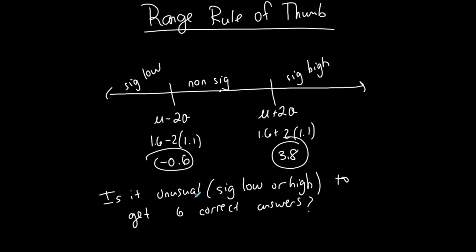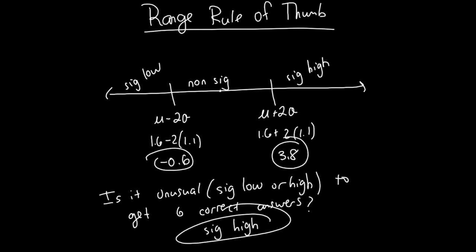Well, there are 2 ways you could do this. 6 is above this cutoff value, 2 standard deviations above the mean. 6 is up there in this area of my number line. So therefore, yes, it is significantly high. I would say it is unusual and it is considered significantly high to get 6 correct answers if I'm randomly guessing on 8 questions, which makes sense. Getting 6 out of 8 correct if I'm randomly guessing, it makes sense that that would be unusual.